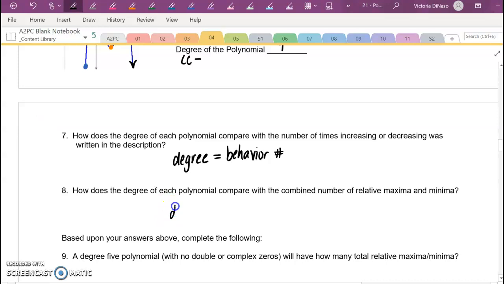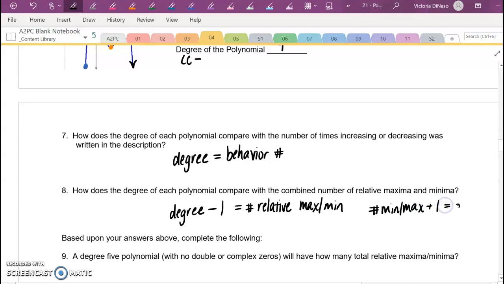So if I take the degree and subtract 1 from it, that's how we get the number of relative max or min. Or we can go the opposite way. The number of min and max plus 1 gets me the degree. 2 ways of writing the exact same thing.